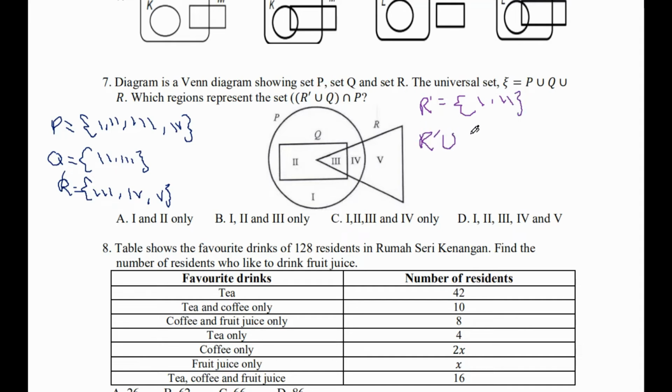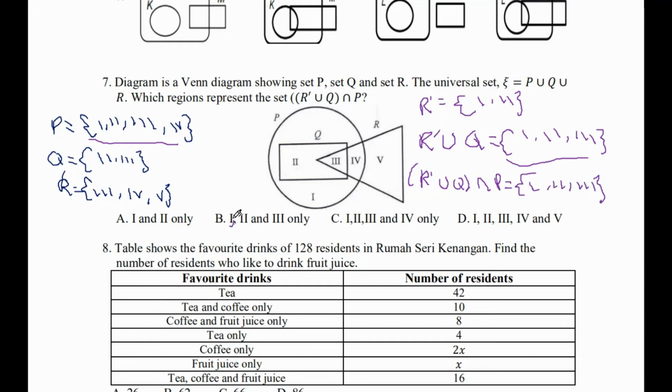R prime union with Q. So R prime combine with Q, then I have 1, 2, and 3. And then R prime union with Q intersect with P. So for this set, I have to intersect with P. Intersect means find the common numbers, the common region. So the common numbers between them will be 1, 2, and 3. For those that are repeated, 1, 2, and 3. So the answer will be 1, 2, and 3. B.